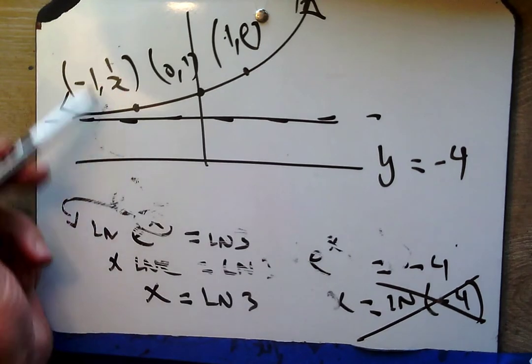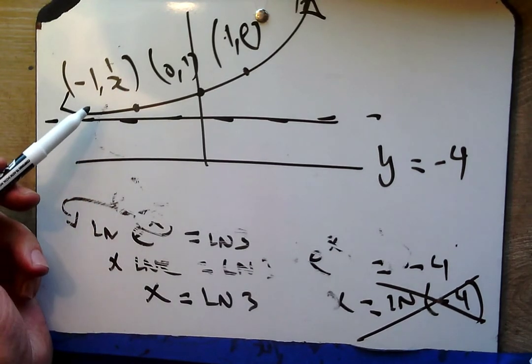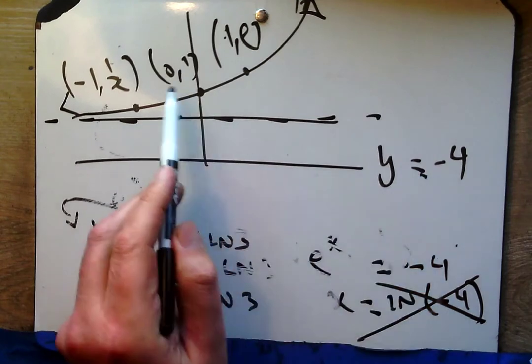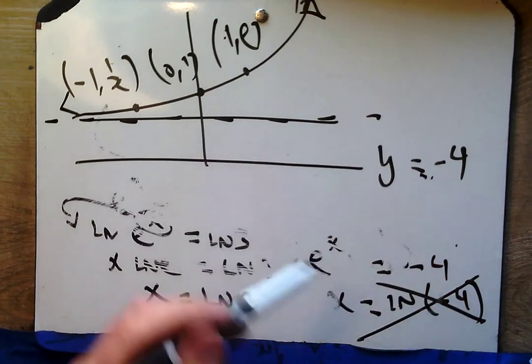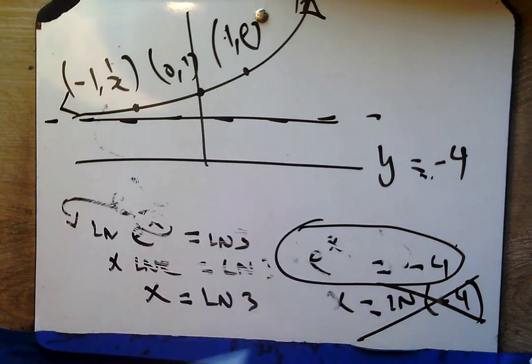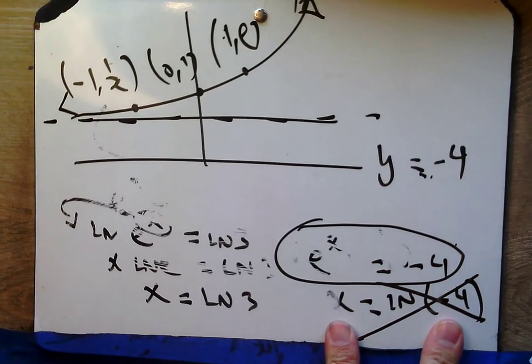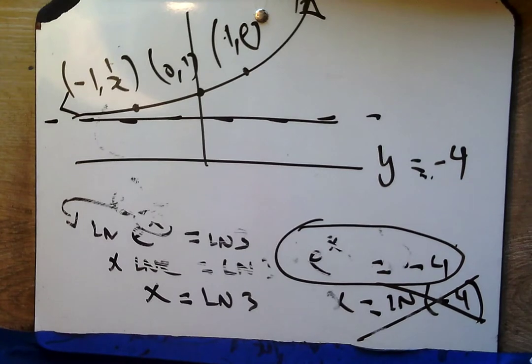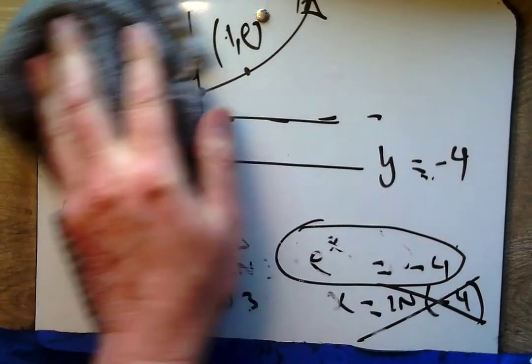Yeah, this never goes below 0. Doesn't even get to 0. There's no way this exponential can equal negative 4. So if you don't catch it here, your next and last opportunity to catch it is here, when you say, oh, I can't take the log of a negative number. All right? Okay.